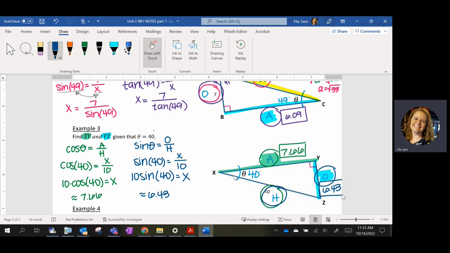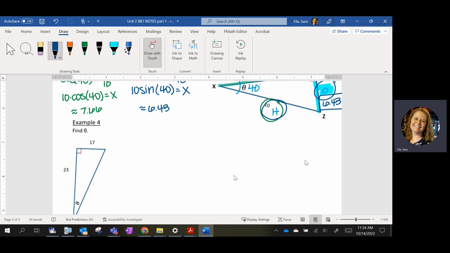Now, does it make sense? Should both of those sides come out to be less than 10? Yes, because 10 was the hypotenuse. The hypotenuse has to be the longest. So it makes sense that these came out smaller. And then if you wanted to, you could go do Pythagorean theorem and check. Does 7.66 squared plus 6.43 squared give me close to 100? Because 10 squared would be 100, right? And it does.